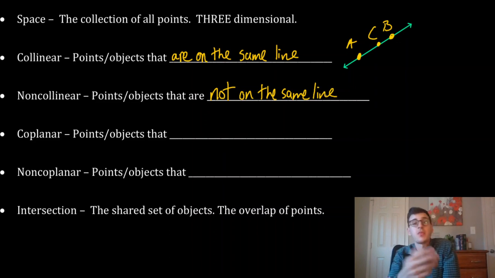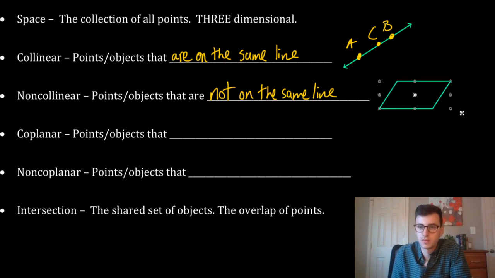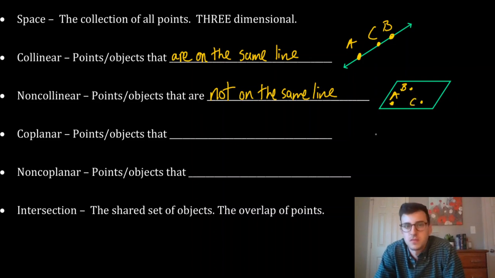So when we talk about planes, planes are made up of three non-collinear points. Maybe we can even draw a plane. Sure, why not? So 3 points here, A, B, C. Those are non-collinear points, and they make up a plane.